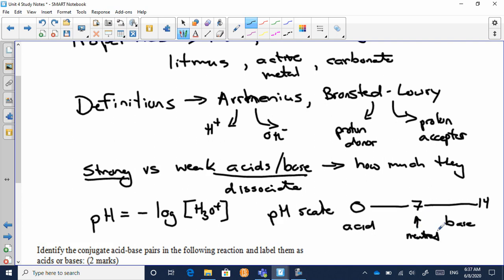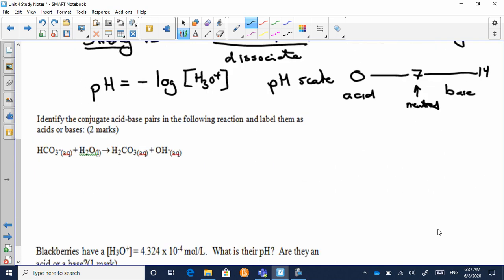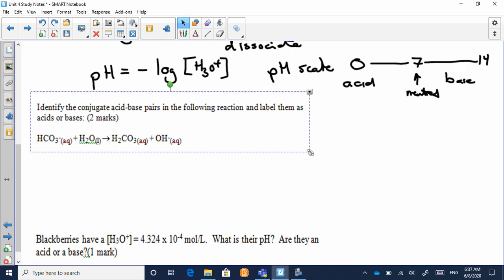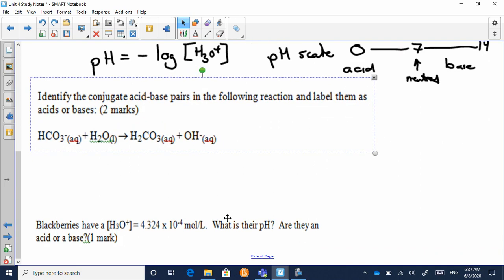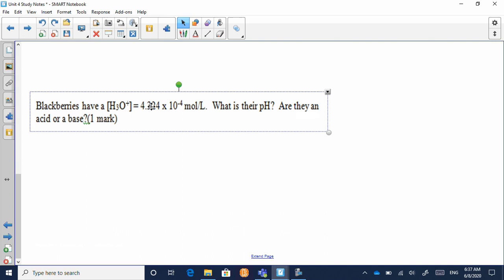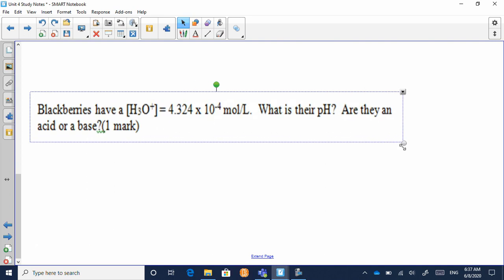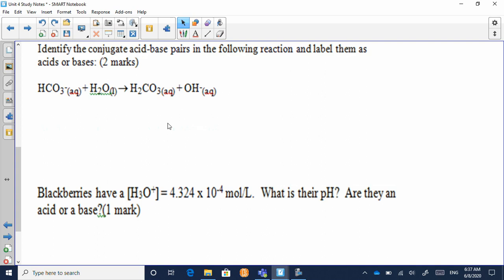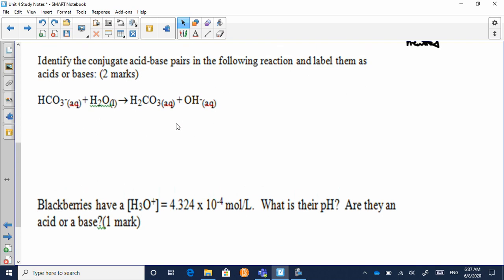Okay. So I just want to do a couple of quick questions here, and then I'm going to take you through the assignment. But look at this, you guys. These are two typical questions that you may expect to see, not in the assignment, but in the little quick quiz. So first of all, this first question says, identify the conjugate acid-base pairs.